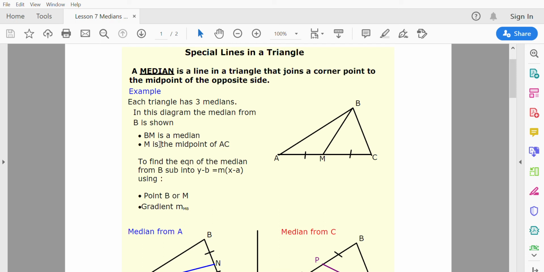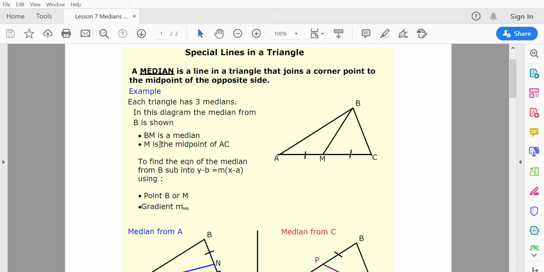Today we're going to look at different types of lines that feature in a triangle. We're still talking about the straight line work that we've been doing recently, but we're going to apply it to a slightly different scenario. The first type that we're going to look at is something called the median.